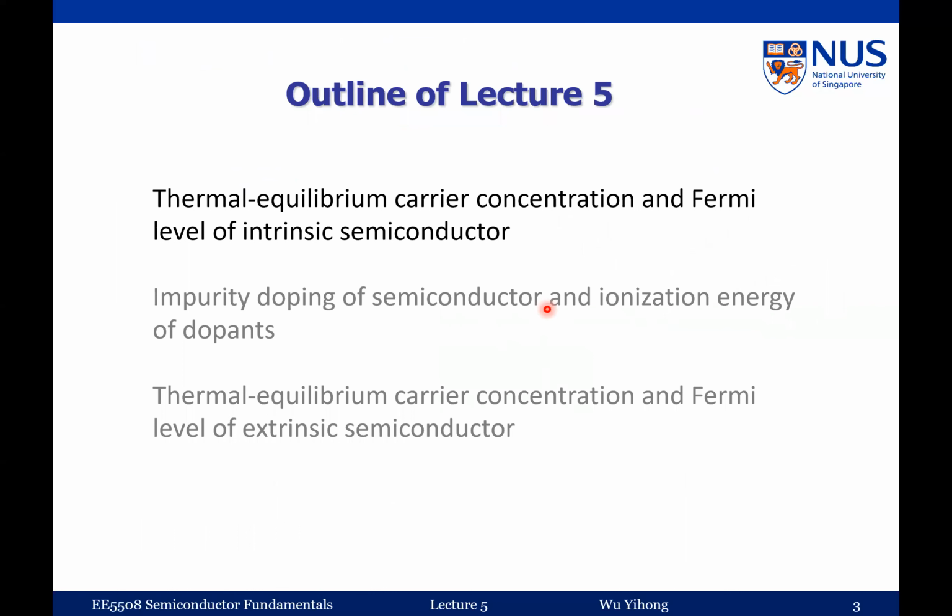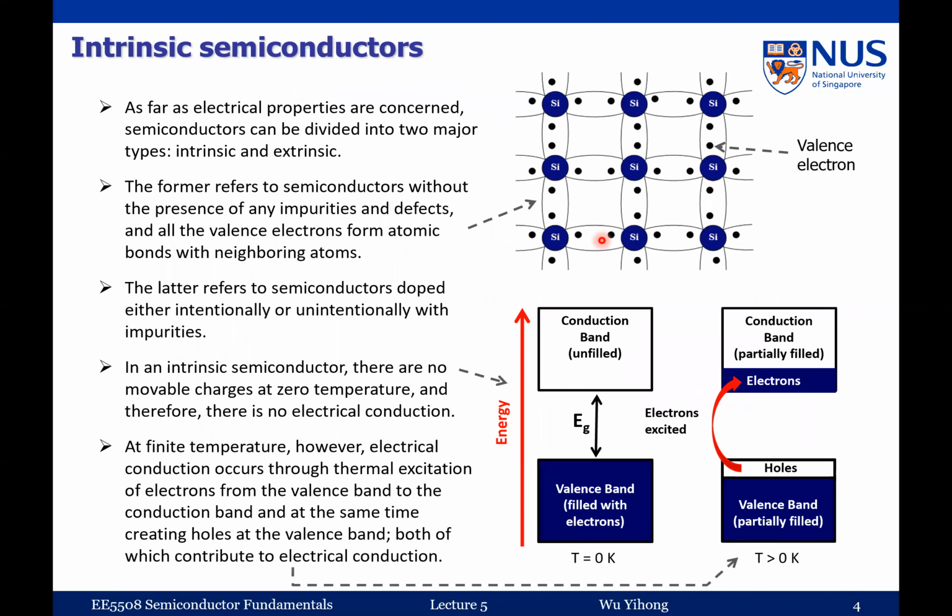Now, lecture 5 has 3 parts. In the first part, we'll talk about the thermal equilibrium carrier concentration and the Fermi level of intrinsic semiconductors. And after that, we talk about doping and also carrier concentration in extrinsic semiconductors. Okay, I actually already explained this part in the introduction.